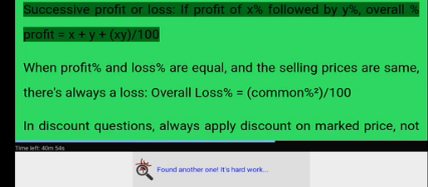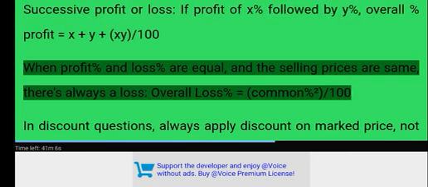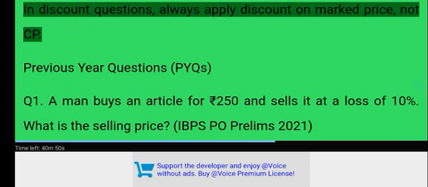Successive profit or loss. If profit of X% is followed by Y%, overall percent profit equals X plus Y plus XY divided by 100. When profit percent and loss percent are equal, and the selling prices are same, there's always a loss. Overall loss percent equals common percent squared divided by 100. In discount questions, always apply discount on marked price, not CP.